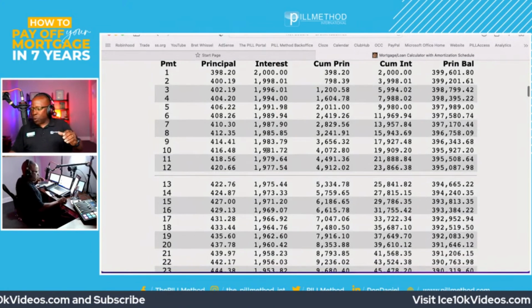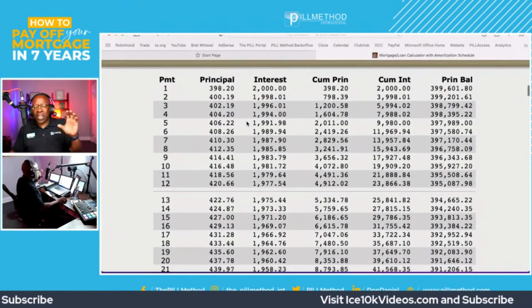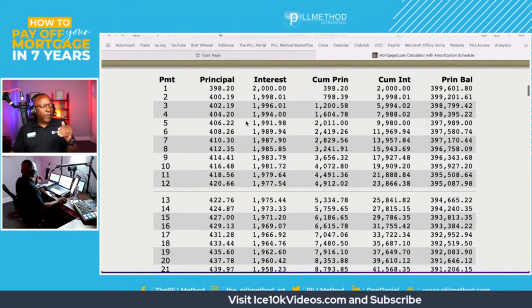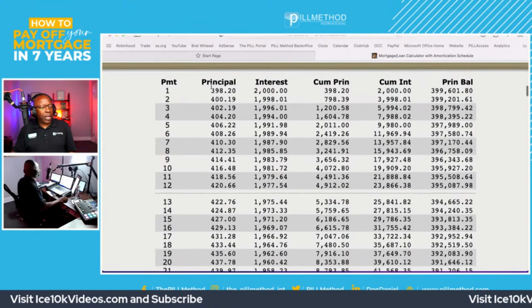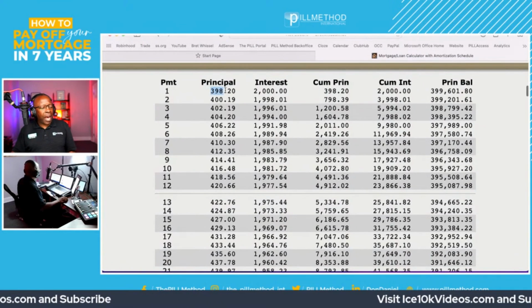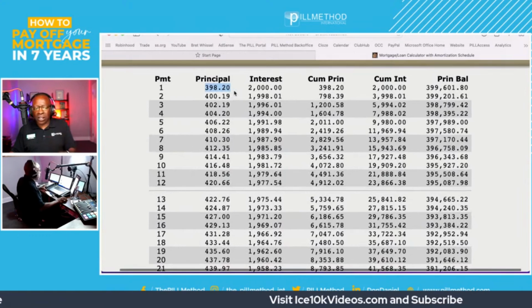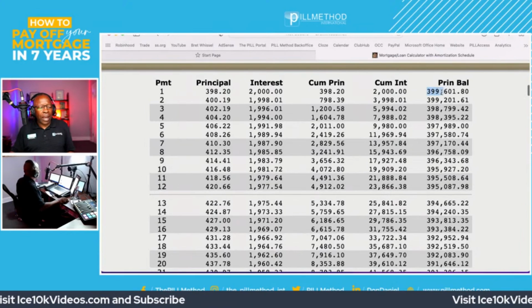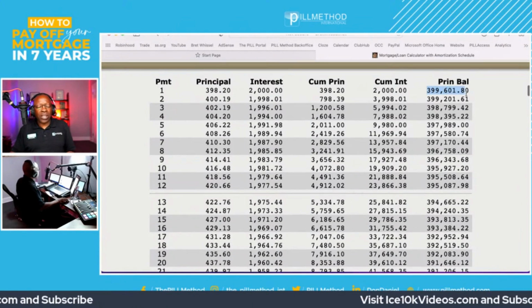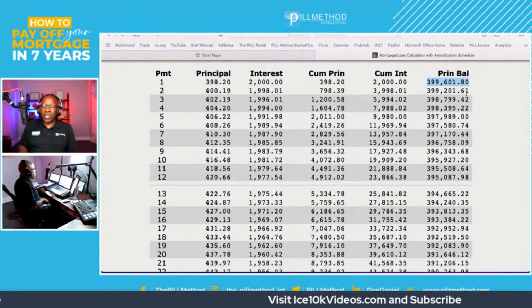Let's look at payment number one. We're saying it's in January. We make January's mortgage payment of $2,398.20. $2,000 goes to interest. $398.20 is deducted from our $400,000 loan. And the principal balance is $399,601.80.